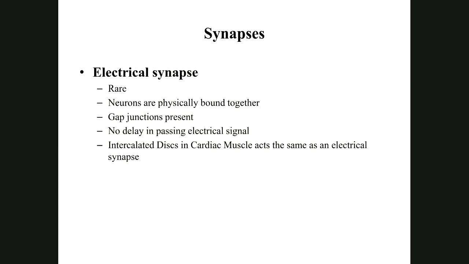Electrical synapses are very rare. This is when we have neurons that are physically bound together. We can have other cells physically bound together, spreading APs, and they act like electrical synapses. The whole key is they're connected with tunnels. They're connected with gap junctions, and this gap junction allows the inside of the cells to be shared, so there's absolutely no delay in passing that electrical signal. Because they're all connected, if one experiences it, all of them that are connected experience it at the same time.